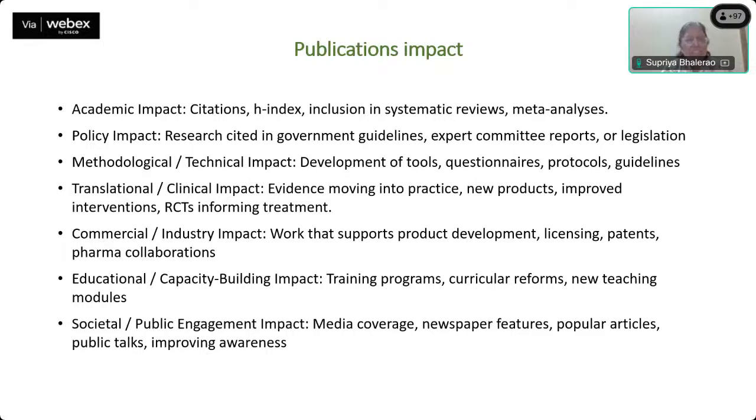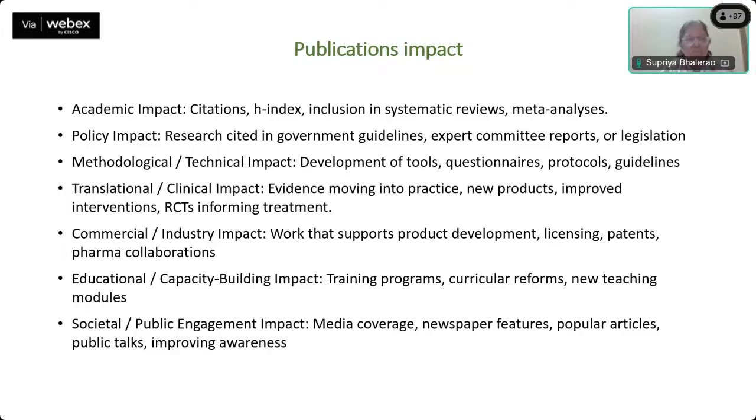Then there is educational or capacity building impact. That means based on my article, suppose some training programs are arranged, some curricular reforms happen, new teaching modules are developed, then this is called as educational or capacity building impact.